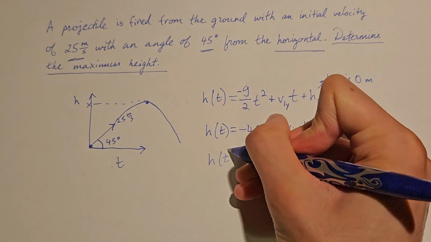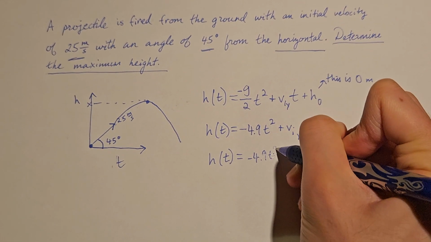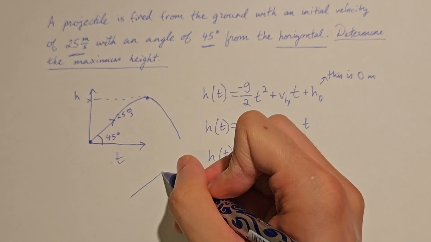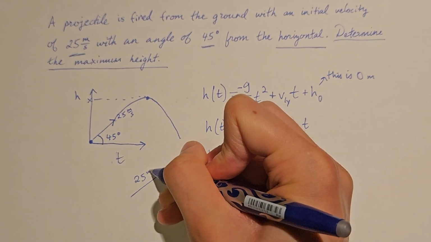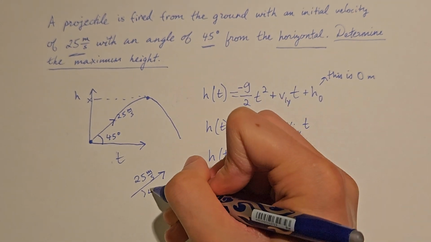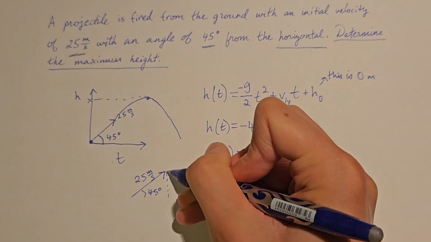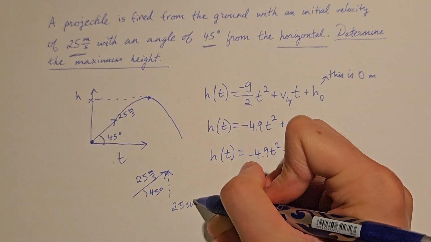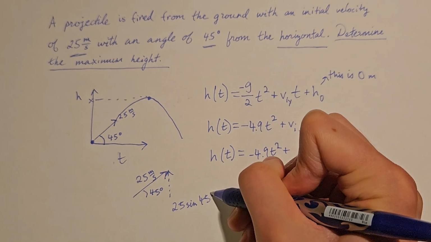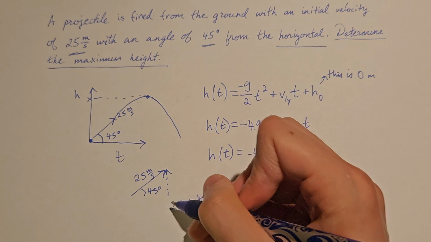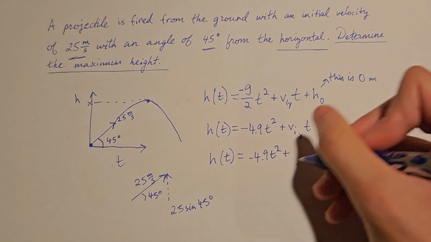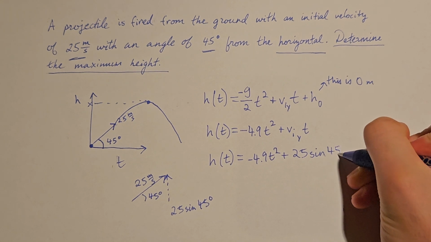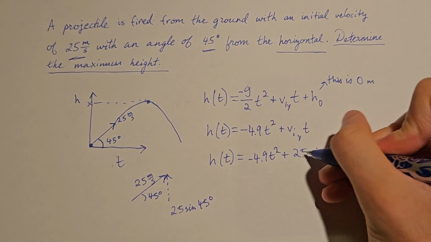I'll draw it out separately here. We have this 25 meters a second at 45 degrees. It's pretty simple to find the y component. Whenever you're finding the y component in projectile motion, just do 25 sine theta, where the angle in this case is 45 degrees. If you're finding the x component, you'd replace the sine with a cosine. So h of t equals minus 4.9 t squared plus 25 sine 45 degrees times t, and I'll put that in brackets.